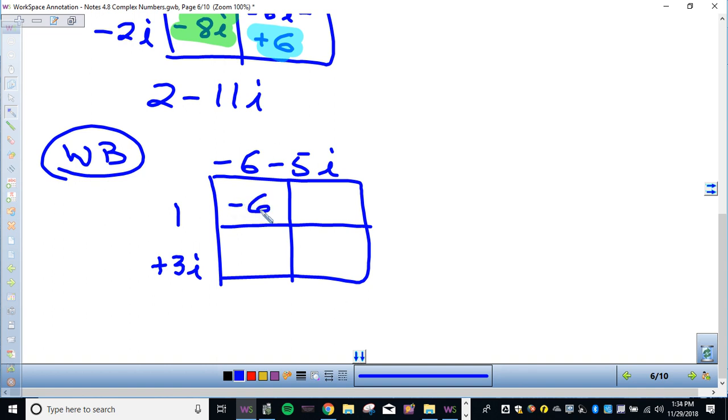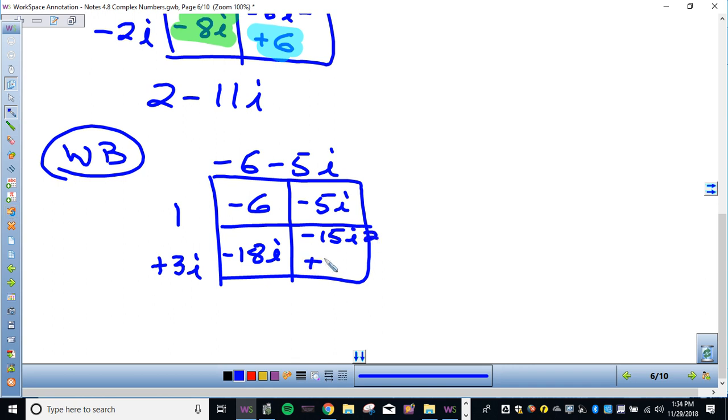So what's upper right? Negative 5i. Lower left? Negative 18i. Lower right? Negative 15i squared, which makes it positive 15. So 15 minus 6 is 9, and negative 18 minus 5i is negative 23i.